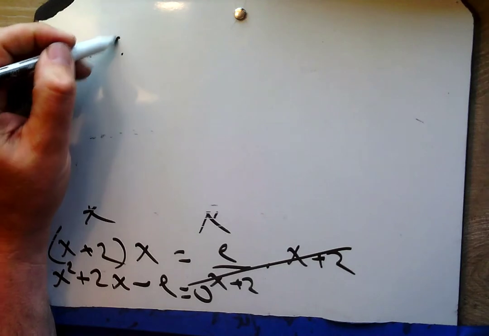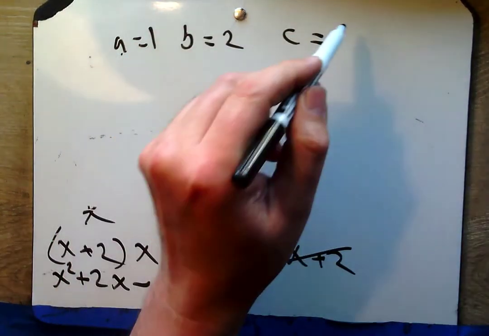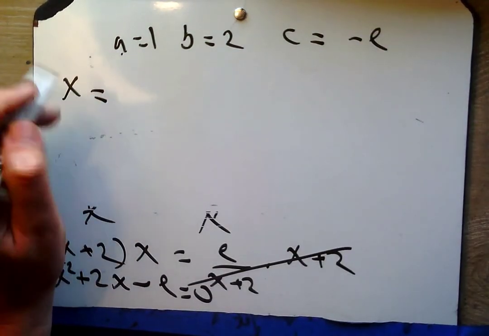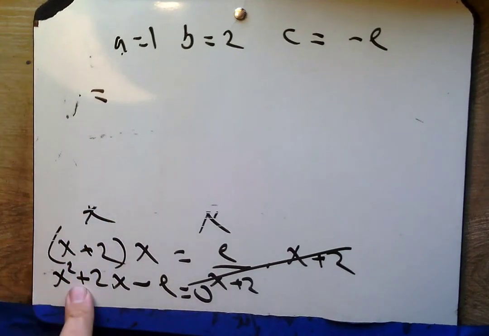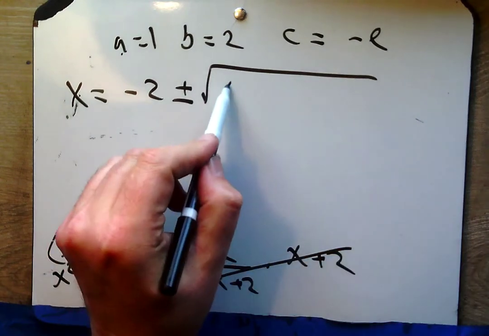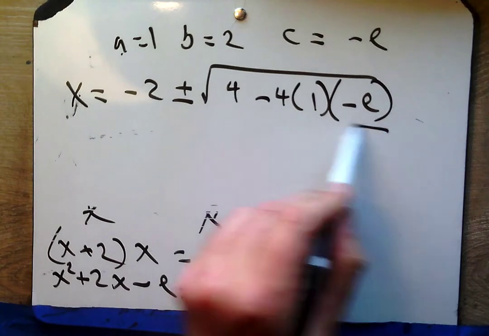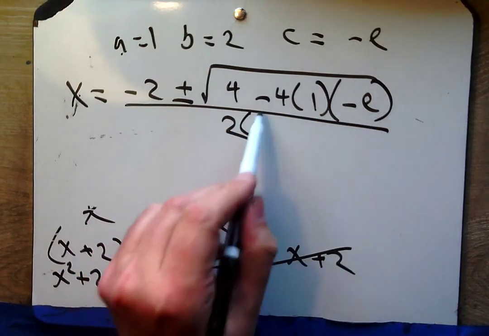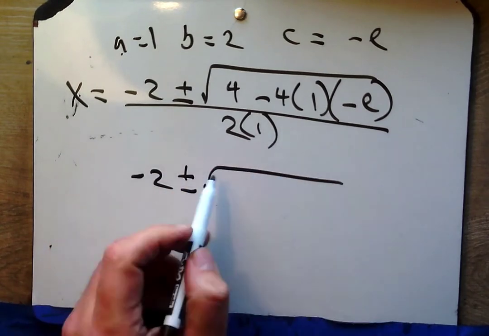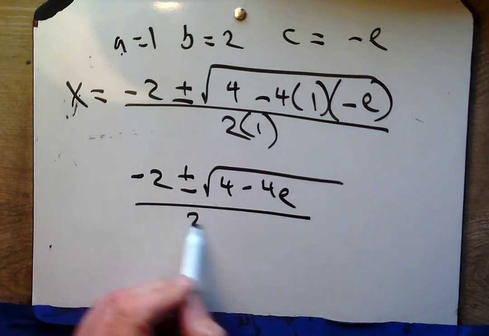I've got a equals 1, b equals 2, c equals minus e. So x equals, it's not x, is it? Yes, it is x. X equals negative b plus or minus the square root of b squared minus 4ac, all over 2a. So what happens here? Well, we've got negative 2 plus or minus the square root of 4 minus 4e, over 2.